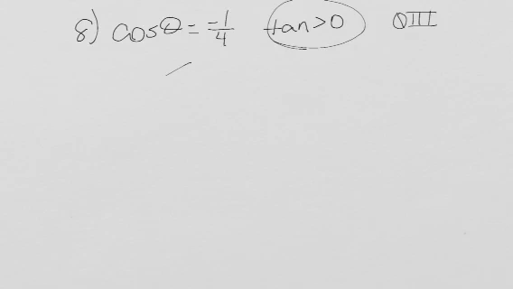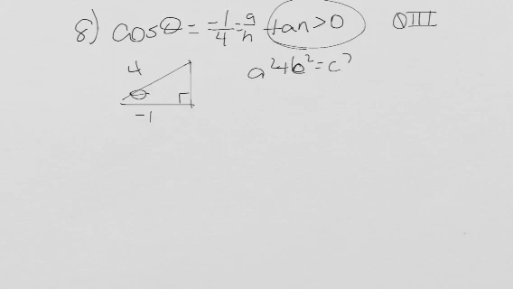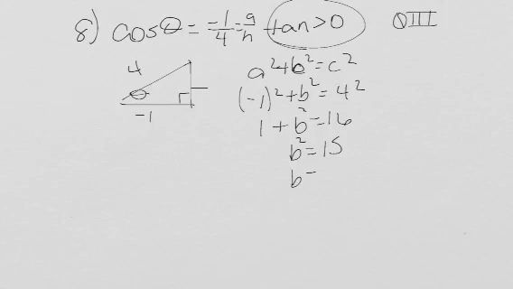We can use the cosine value to help us draw a right triangle, identify theta, and label our adjacent and hypotenuse as -1 and 4. We can use the Pythagorean theorem, a squared plus b squared equals c squared, so that we can find our missing side. Plugging in, -1 squared plus b squared equals 4 squared, 1 plus b squared equals 16, b squared equals 15, so b equals the square root of 15.